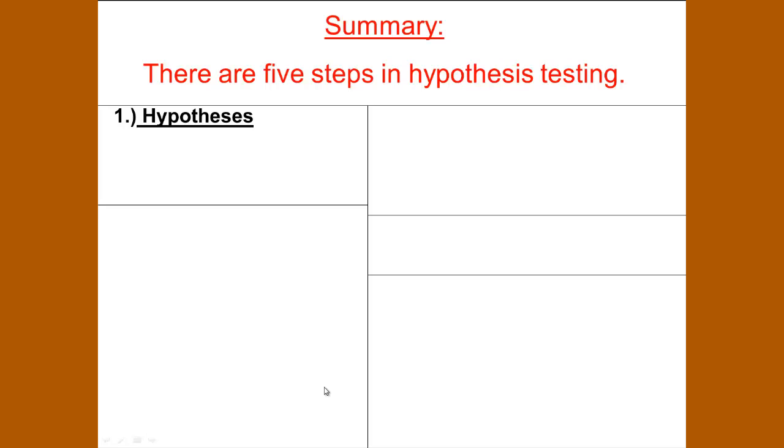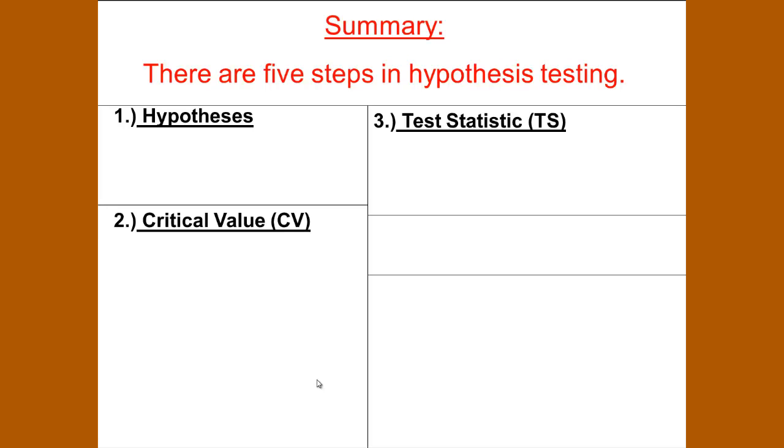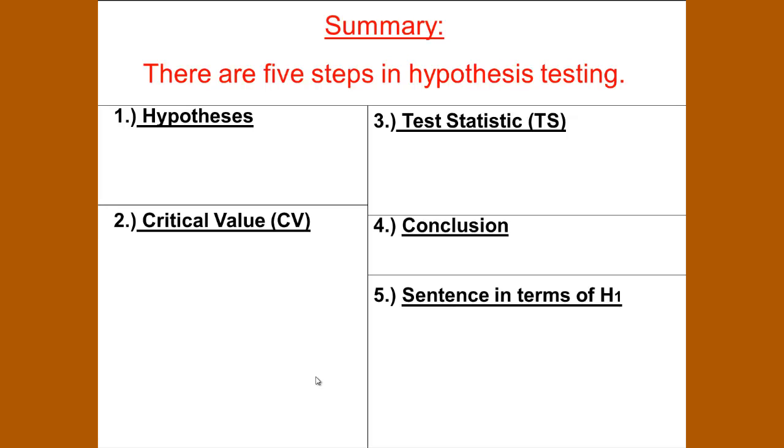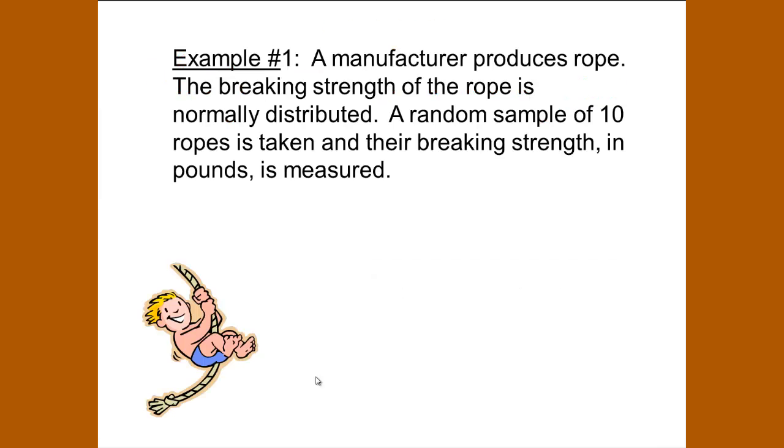First we write the 2 hypotheses, the null and the alternate. Then we have the critical value, then the test statistic, the conclusion, and then our sentence in terms of H1. The best way to explain the steps is to do an example.